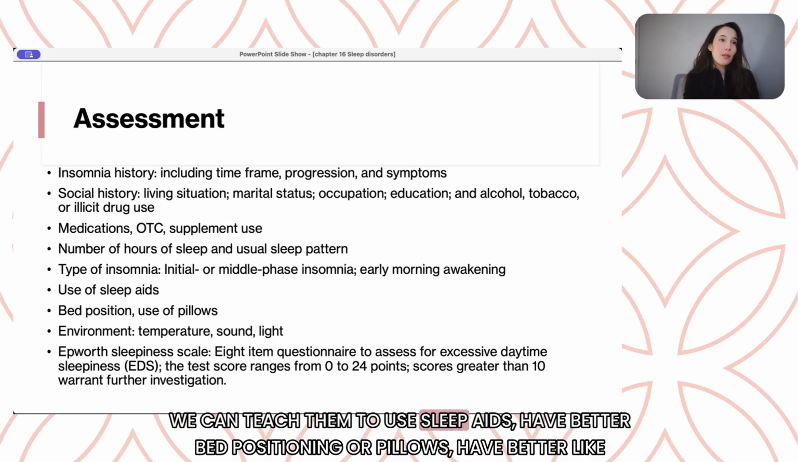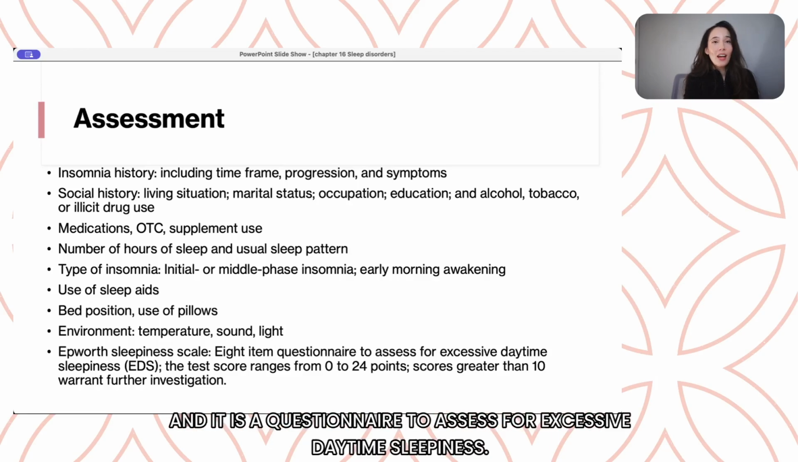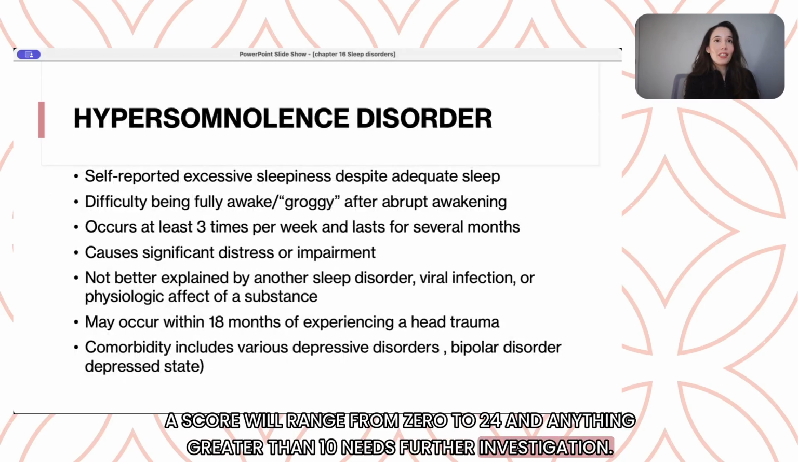We can teach them to use sleep aids, have better bed positioning or pillows, have a better environment, the temperature, sound, and sleep. And we can use the Epworth Sleepiness Scale, which is a questionnaire to assess for excessive daytime sleepiness. A score will range from 0 to 24, and anything greater than 10 needs further investigation.